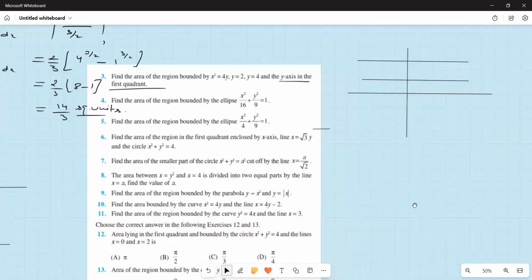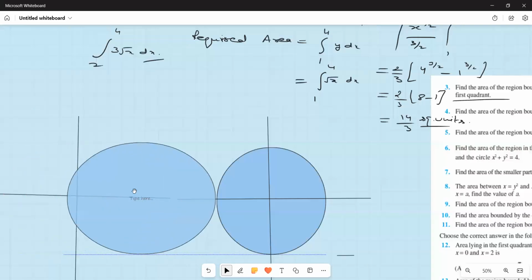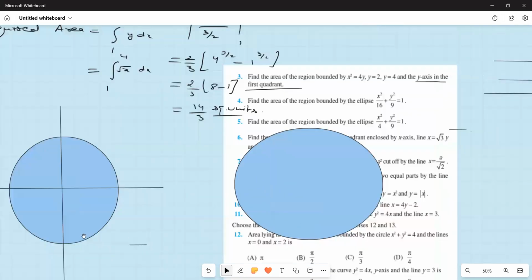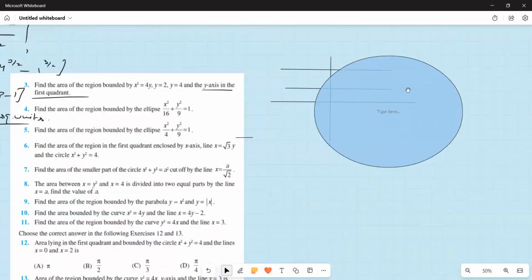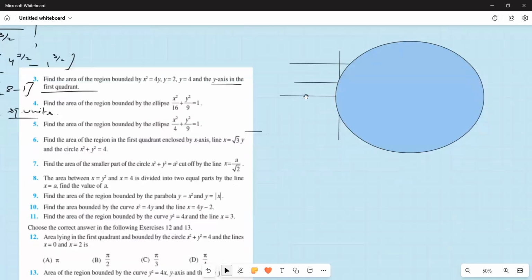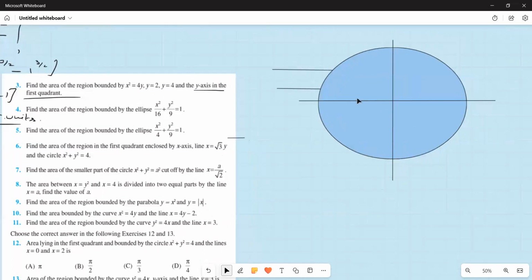Find the area bounded by the ellipse. For ellipse, we have to take this.